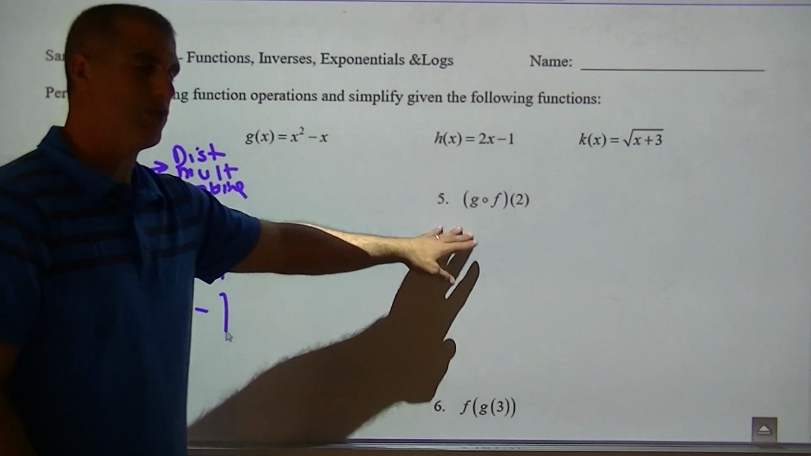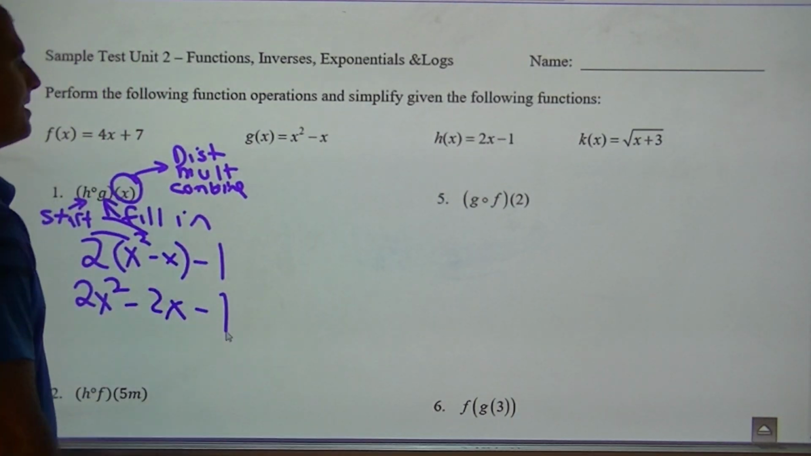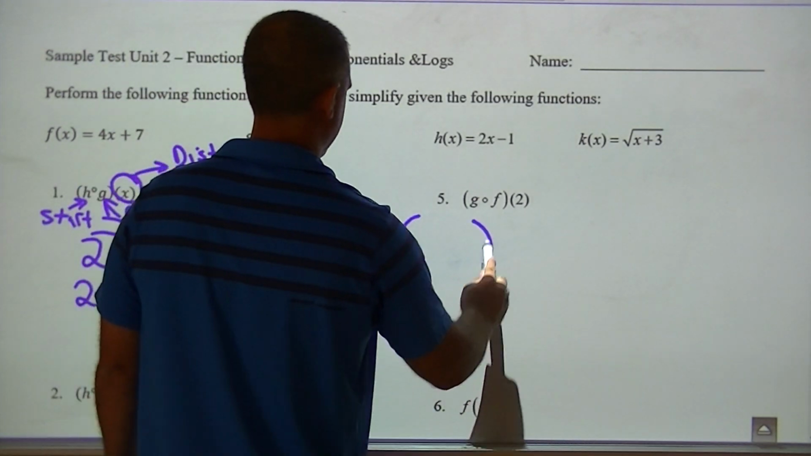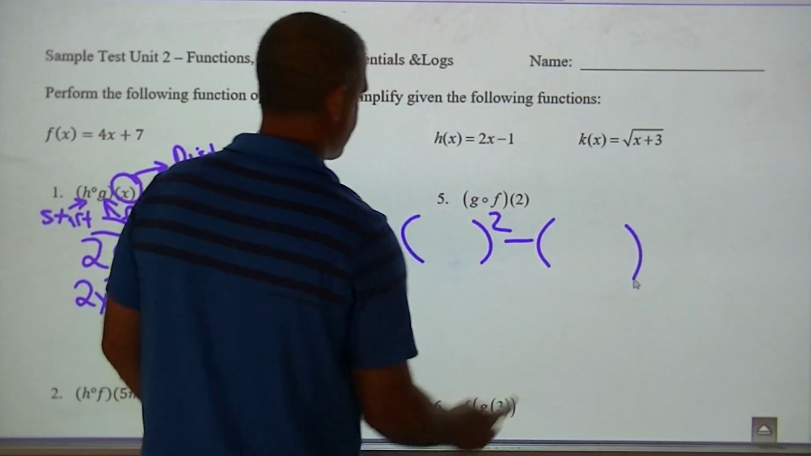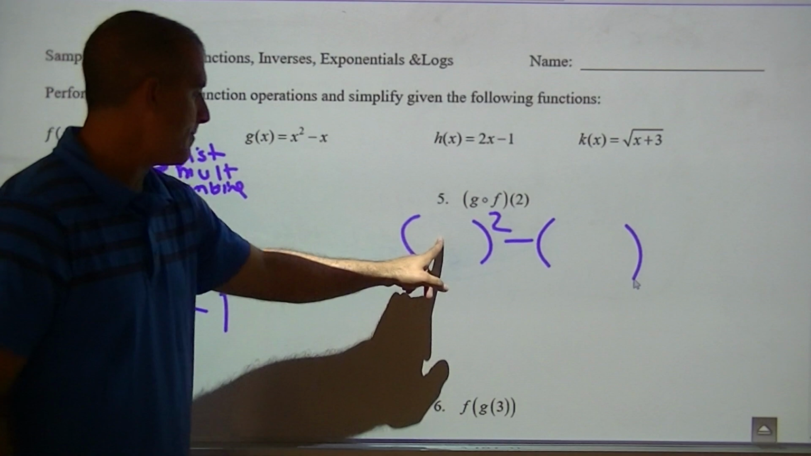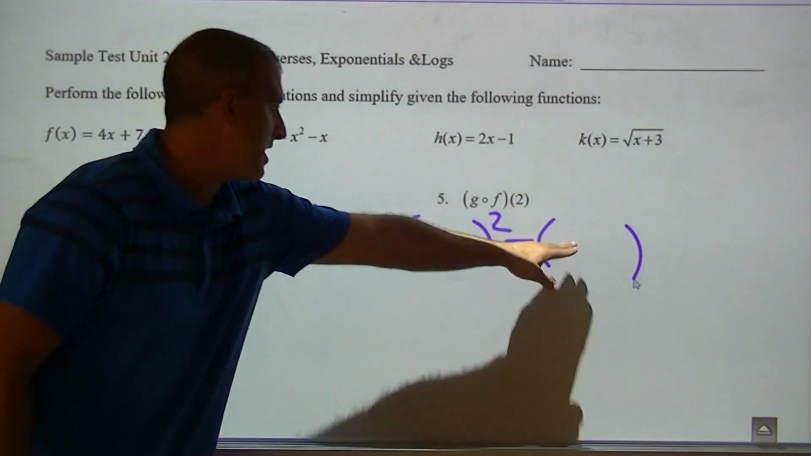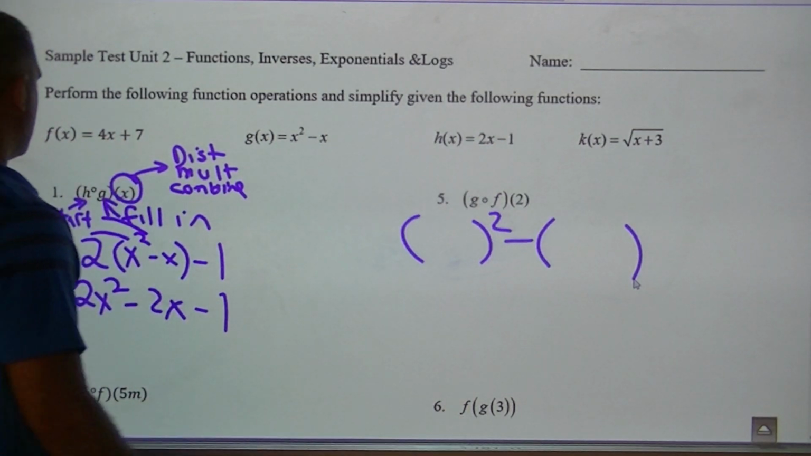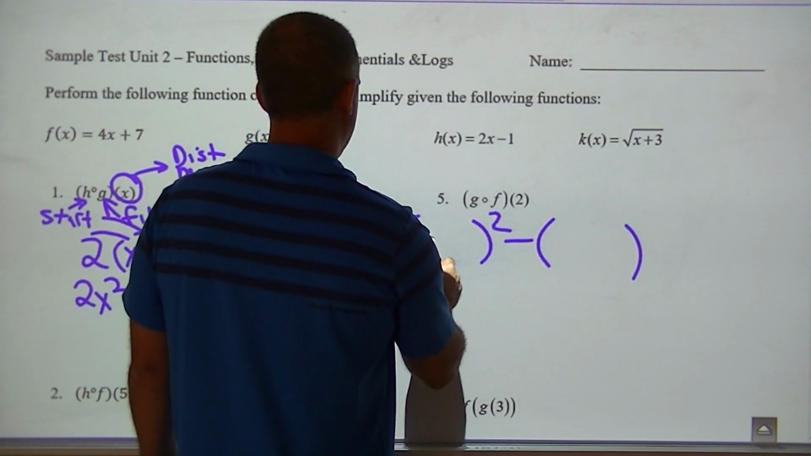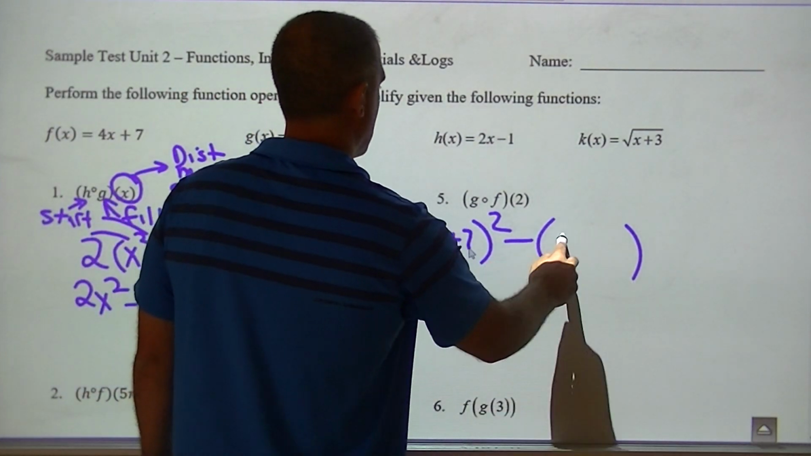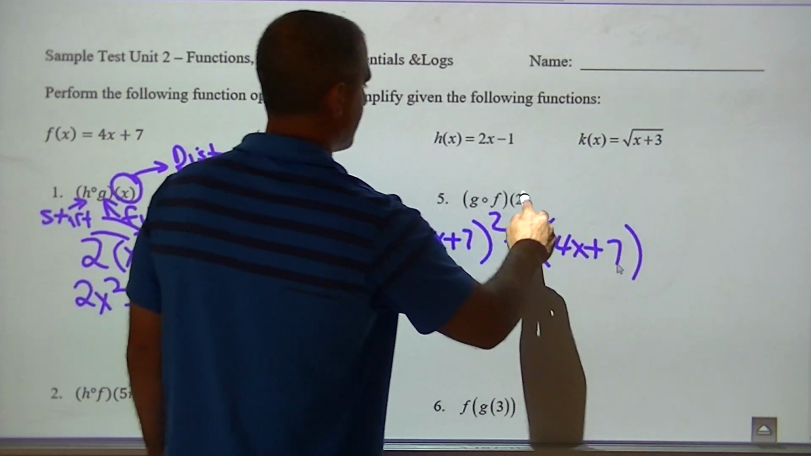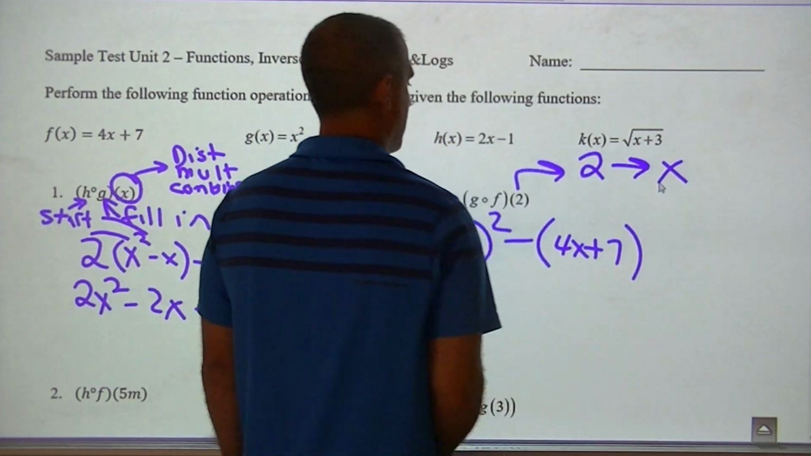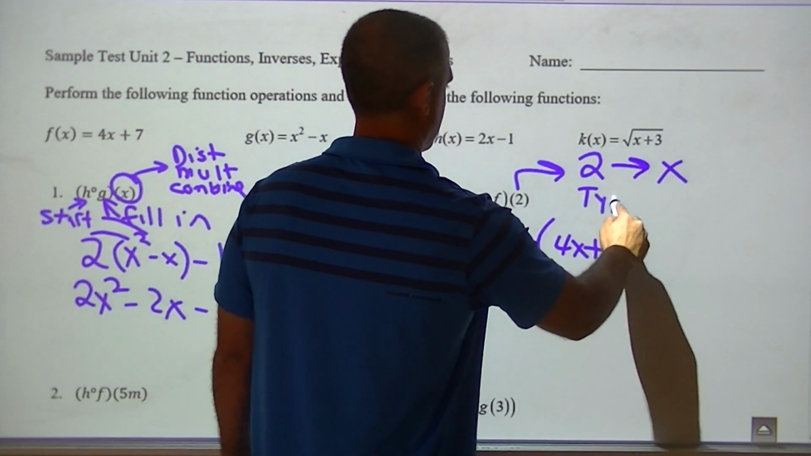I'm going to stay with this problem, that way we don't have to scroll back. For 5, I'm going to start with the g function. So notice, the x squared became a blank with a squared. The minus x became a blank, so you remove all the x's. Then I'm going to fill in the f function, which is 4x plus 7, into this. Now, when you have a number, this is different. You're going to store that number for x, and then you type in your function.